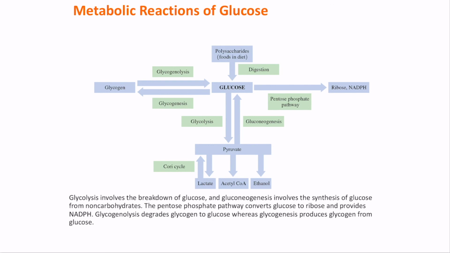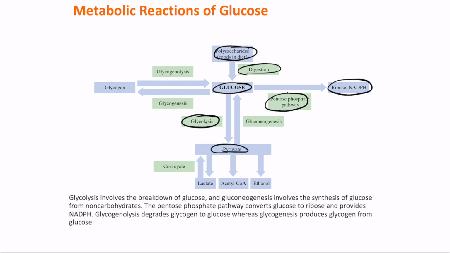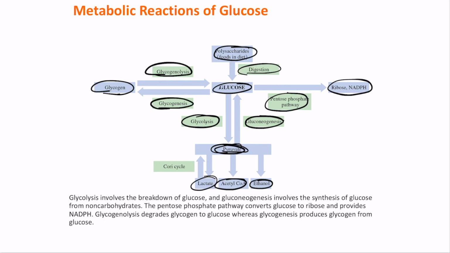So this is the entire metabolic process where polysaccharides are converted into glucose under digestion. In the pentose pathway, it creates ribose and NADPH. In glycolysis, glucose can be converted into pyruvate. Pyruvate then converts in the Cori cycle into lactate, in other processes into acetyl-CoA, and in fermentation into ethanol. In the reverse direction, it undergoes gluconeogenesis, where the pyruvate converts back to create glucose. In glycogenolysis, glycogen is converted to glucose. In glycogenesis, glucose is converted into glycogen to store the energy in the form of glycogen.